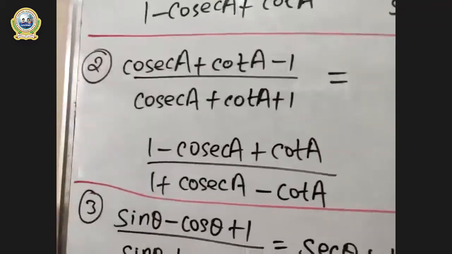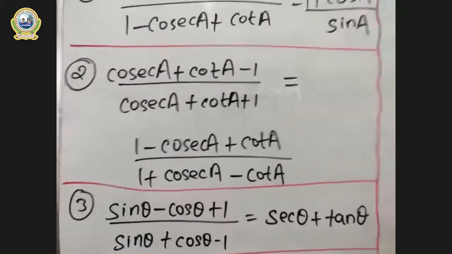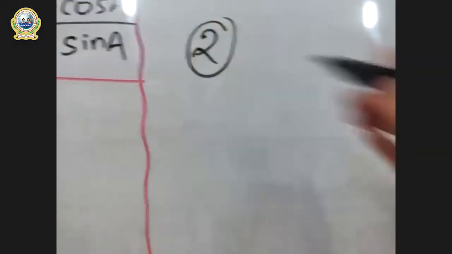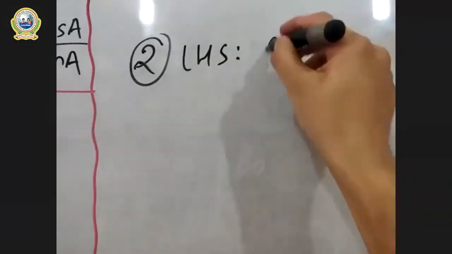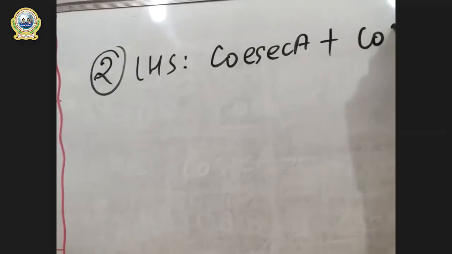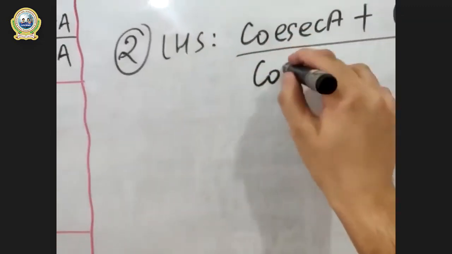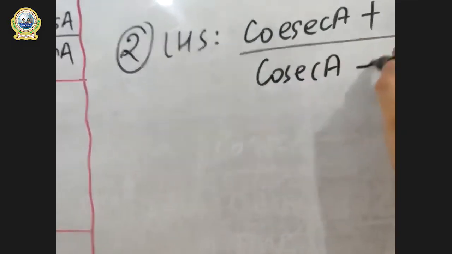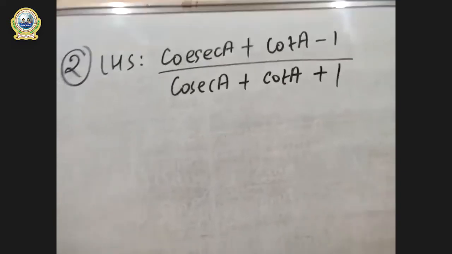While you are copying this, I think I should rub the board. So let me rub the board. You have copied it, right? Let's do question number 2. Now it is also very interesting. Let's write the LHS first. Cosec A plus cot A minus 1, right? And in the denominator, cosec A plus cot A plus 1.